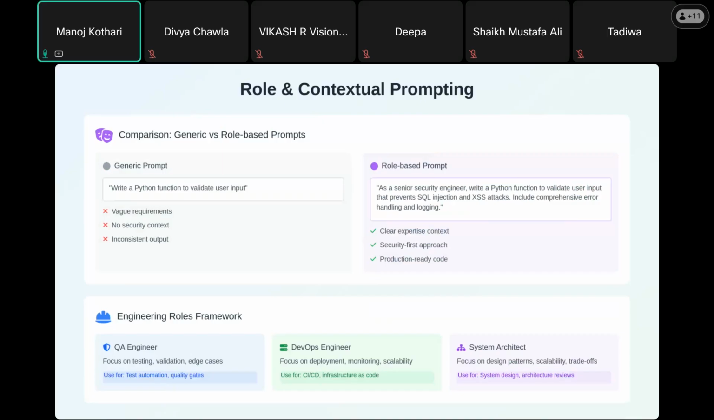a role. So let's say you want to write a code. When you are writing as a senior software engineer, or as a junior developer, or as an architect, the quality of code may be different.